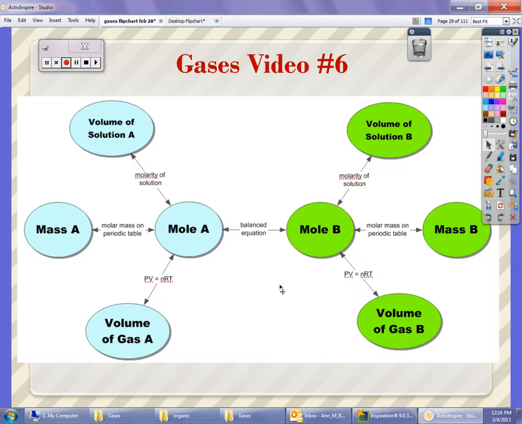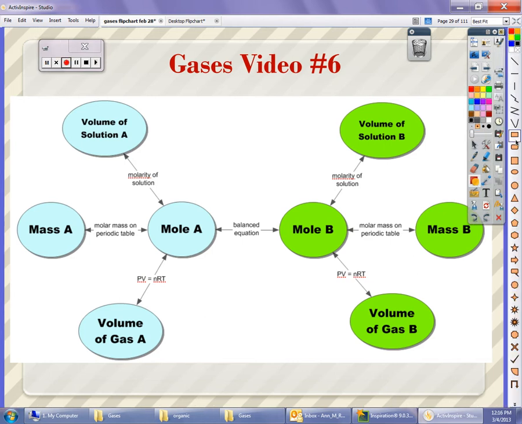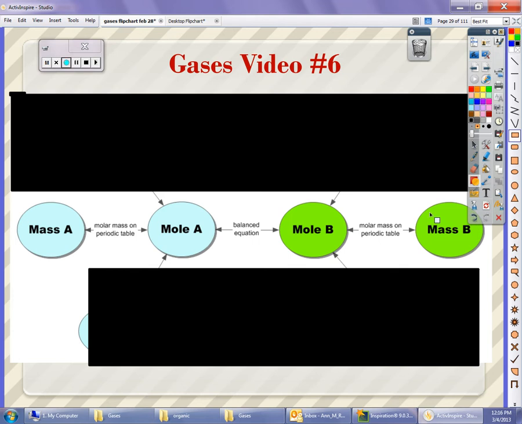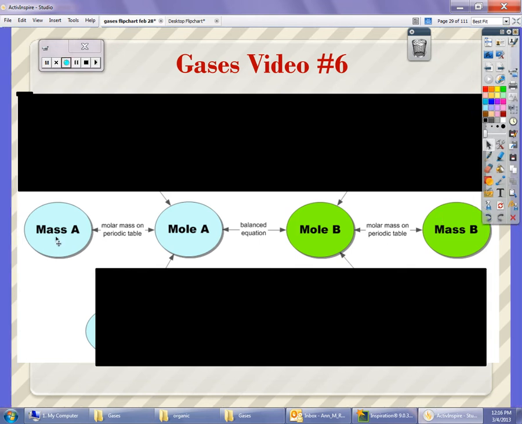The mole map looks like this. Last semester, the only things that we had on our mole map were as follows. Let's get rid of the parts that we didn't have. You had to go from mass of A to moles of A, use the molar mass. From moles to moles, use the balanced equation. And from moles to mass, you can use the molar mass as well.